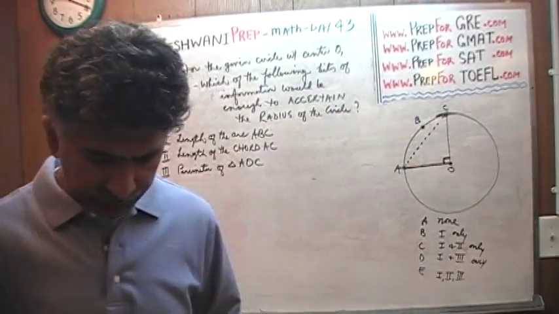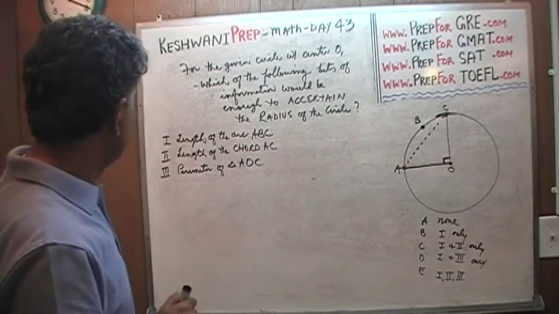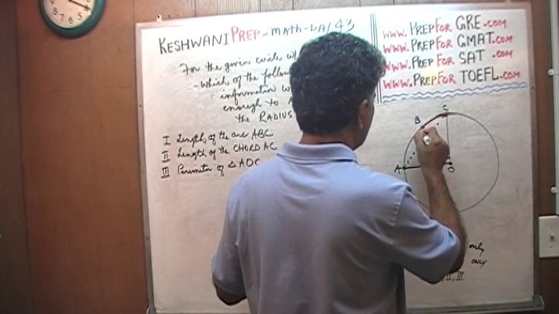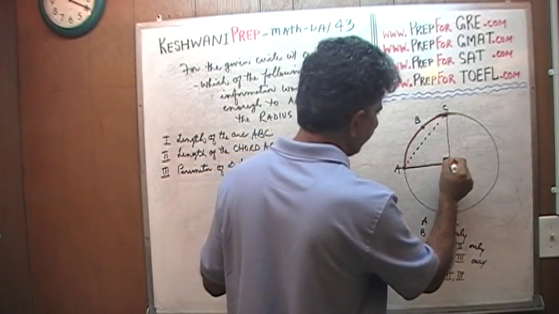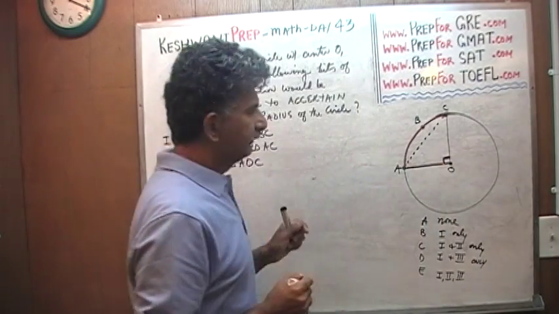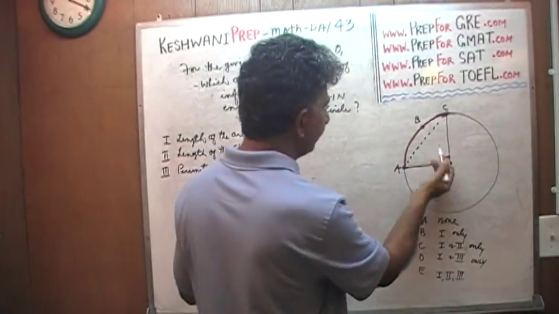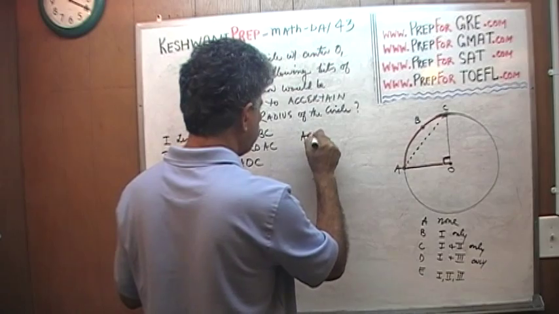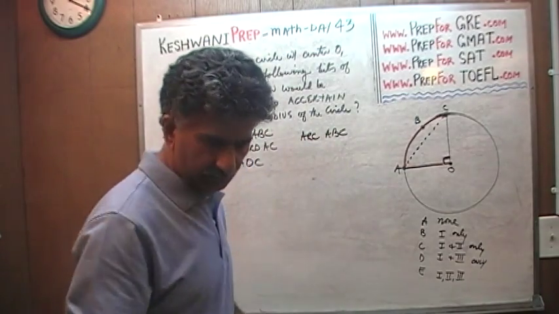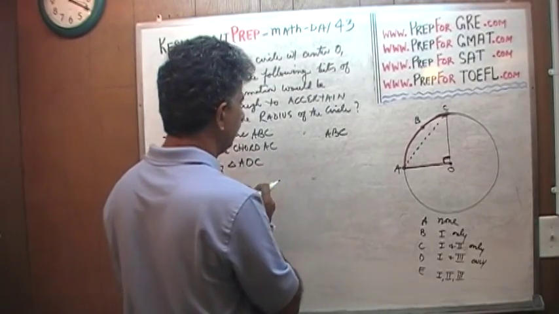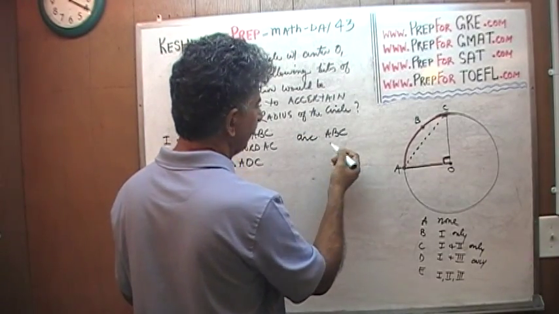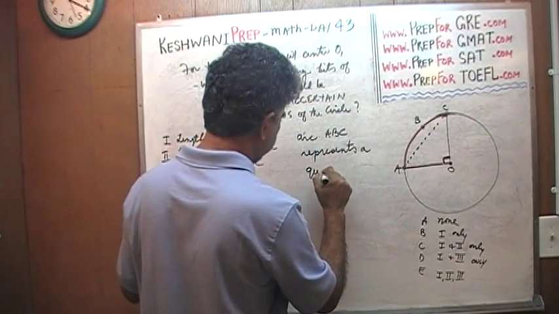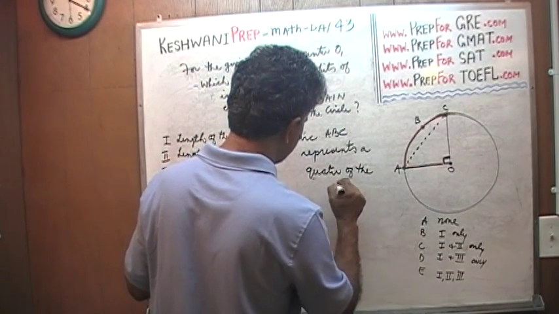What's the first thing that they give you here? The length of arc ABC. Here's your arc ABC. What do we know about this arc? We know that this is 90 degrees. If this angle is 90 degrees, then what does that arc represent? The arc ABC represents a quarter of the circle. I shouldn't have spelled out arc with a capital letter because now it's confusing with ABC.